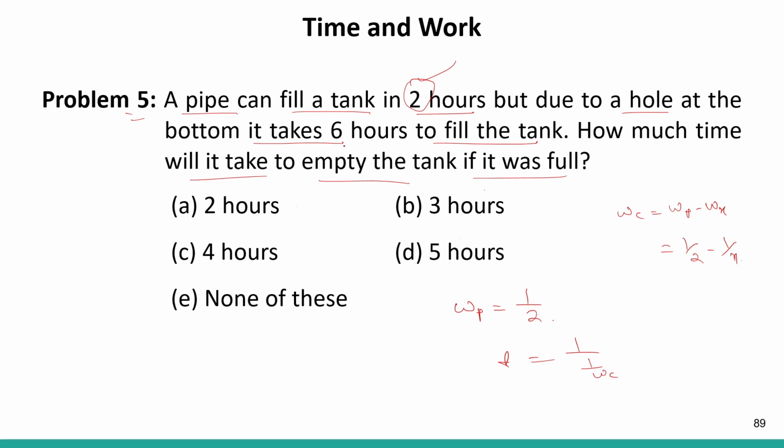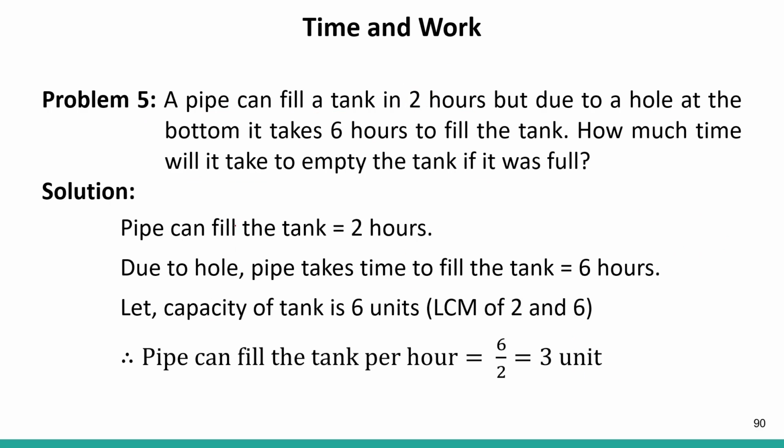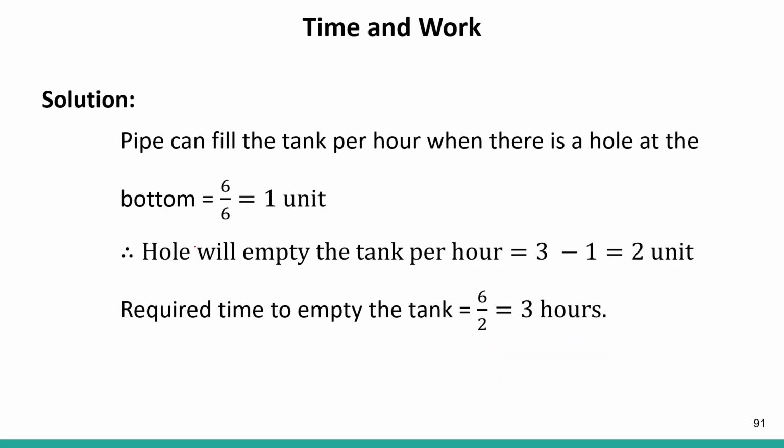So let's see the step-by-step solution. The pipe can fill the tank in 2 hours. Due to the hole, the pipe takes 6 hours to fill. So the capacity of the tank is 6 units, right? The LCM of 2 and 6 is equal to 6 units. So the pipe can fill the tank per hour is equal to 6 by 2, which is 3 units. With the hole in the bottom, the tank fills per hour at 6 by 6, which is 1 unit. So the hole will empty the tank per hour at 2 units. So the required time to empty the tank is equal to 6 by 2, which is 3 hours.